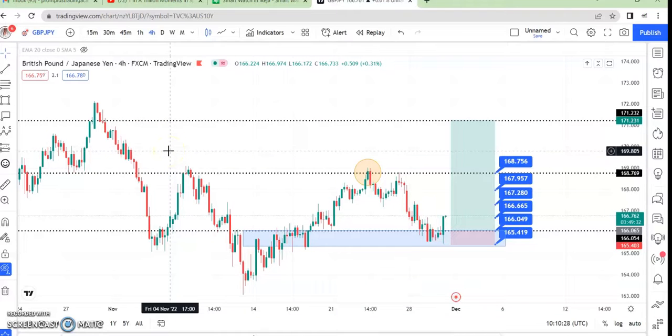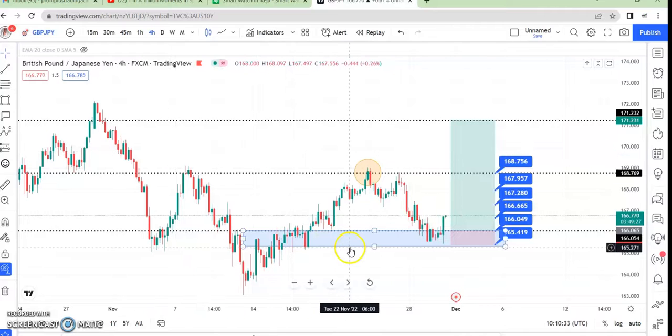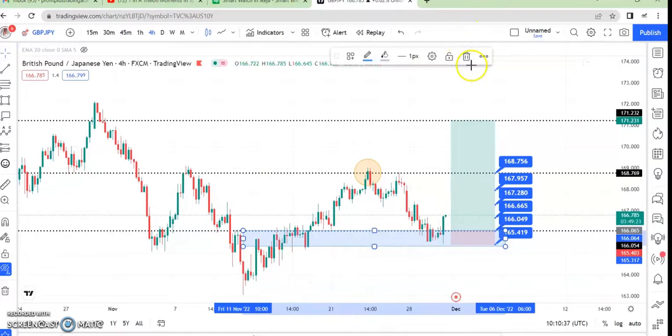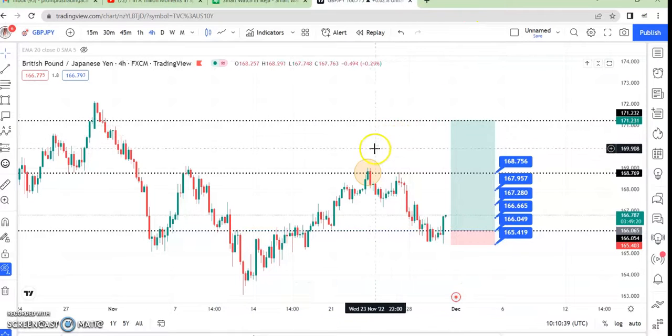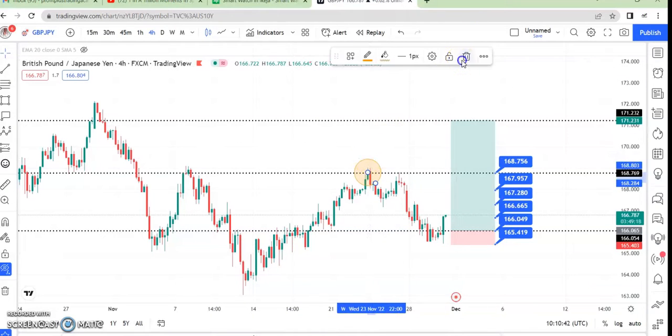I like making my chart look simple and clear. You can't see any indicators right here. There are no indicators here. It's just pure price action, and if you want to win consistently in the market, you have to do this.